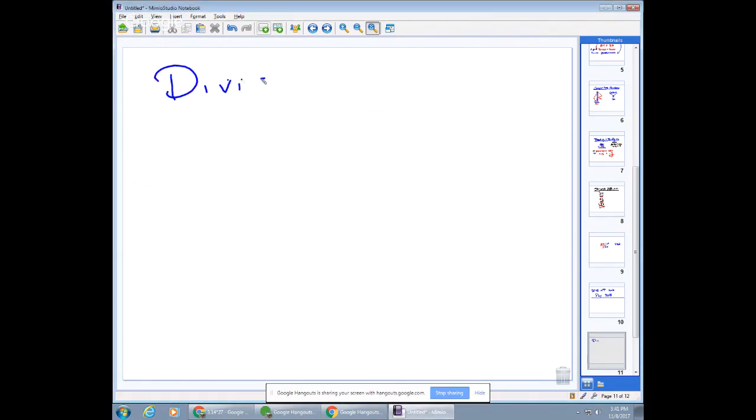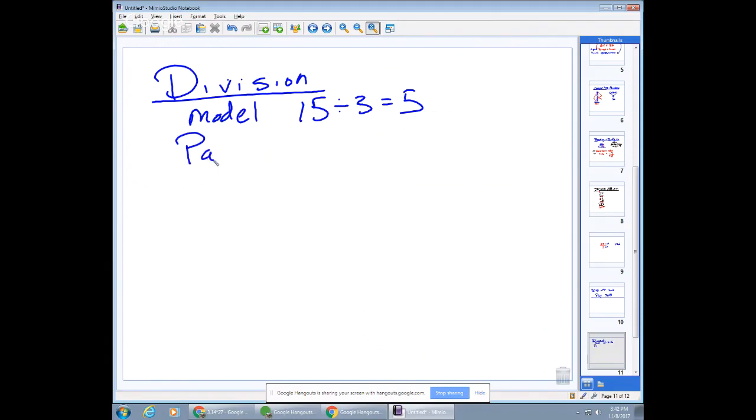Division. So we want to model 15 divided by 3 equals 5. And let's do it a couple of different ways. So first way I'll do, because this is one of your activities, was the partition model.